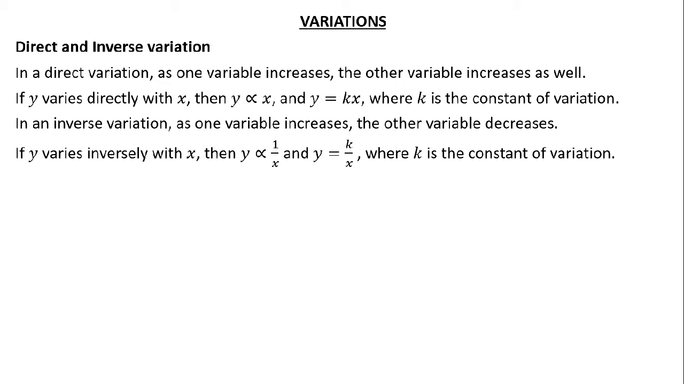In an inverse variation, as one variable increases, the other variable decreases. If y varies inversely with x, then y varies inversely as x and y equals k divided by x, where k is the constant of variation.